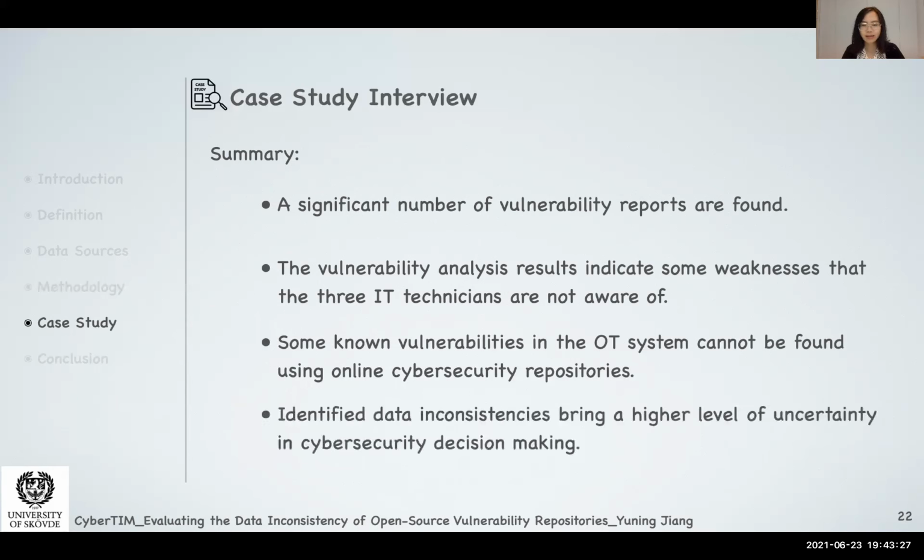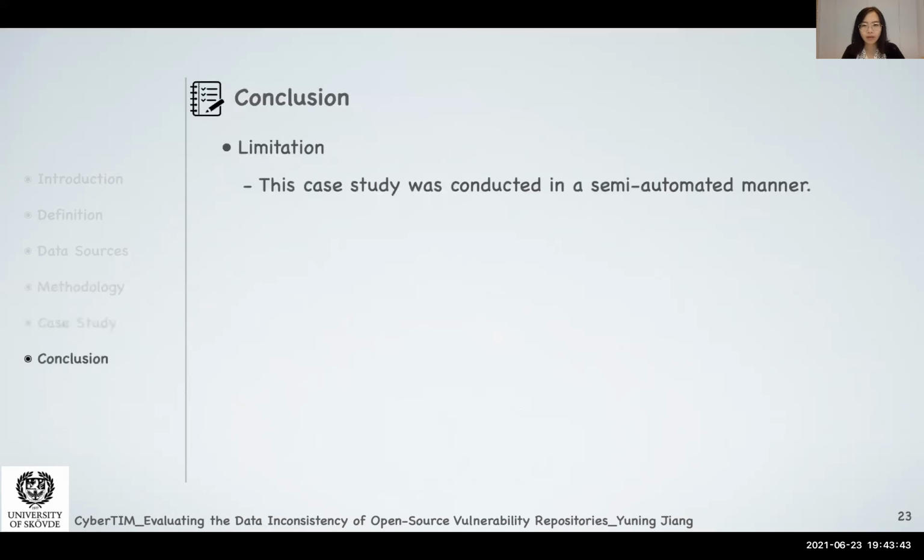Lastly, data inconsistencies are not uncommon. These data inconsistencies bring a higher level of uncertainty in cybersecurity decision-making, with amendments in the rankings of weaknesses and threat types. We conclude that our case study was conducted in a semi-automated manner. Improving the level of automation supports a timely vulnerability analysis lifecycle.